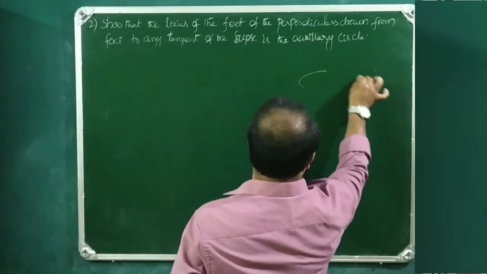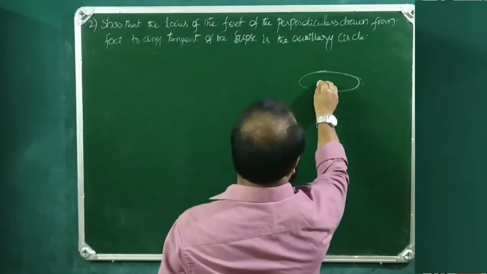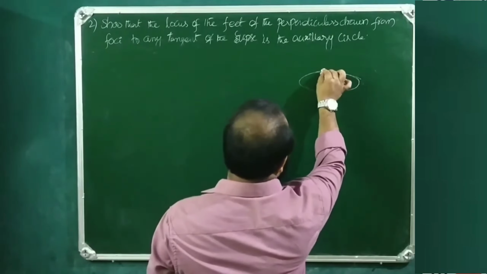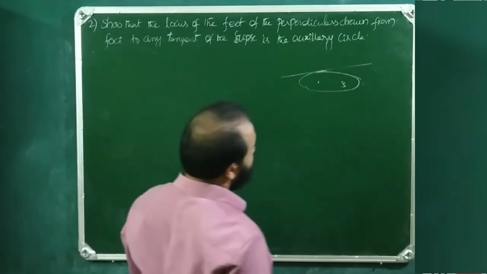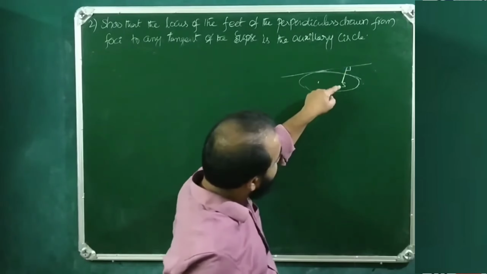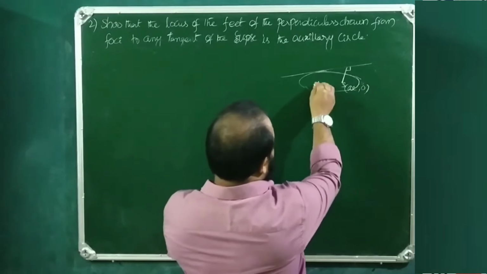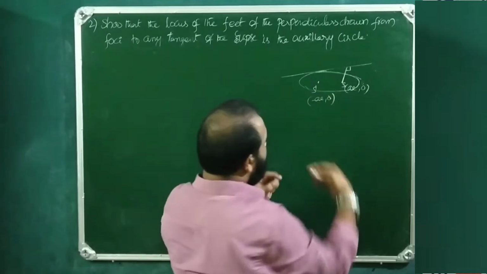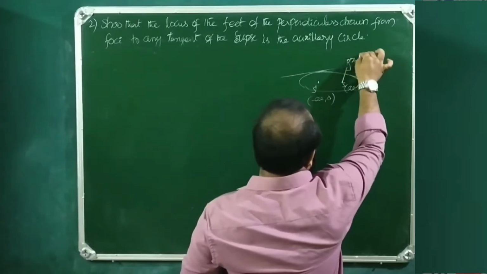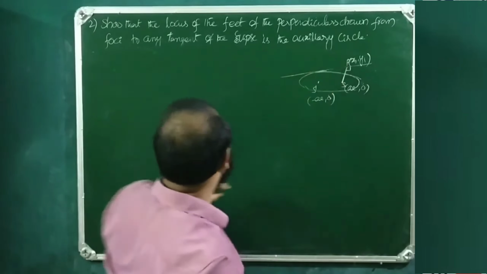So this is the ellipse given, and this is one of the foci, and this is the tangent drawn, and this is the perpendicular from this focus. One of the foci is (AE, 0), S dash is (minus AE, 0). So this P(x1, y1) is the foot of the perpendicular from one of the foci.